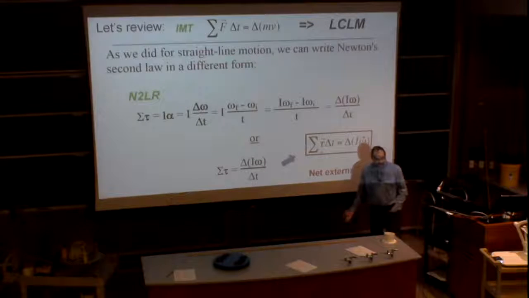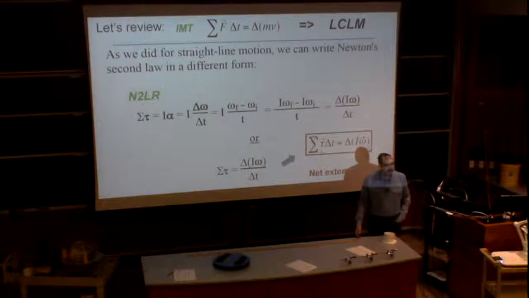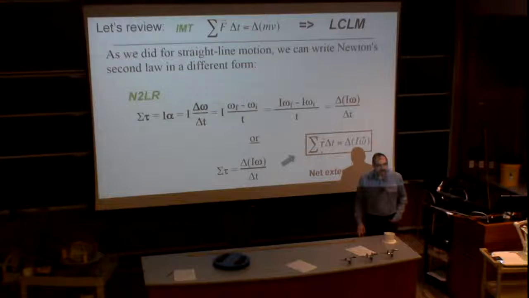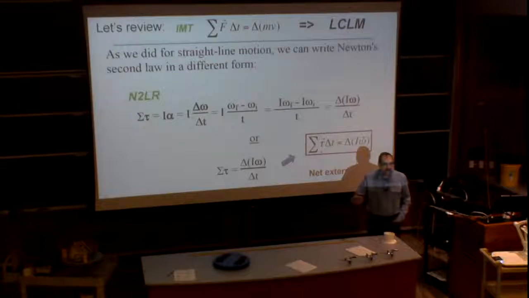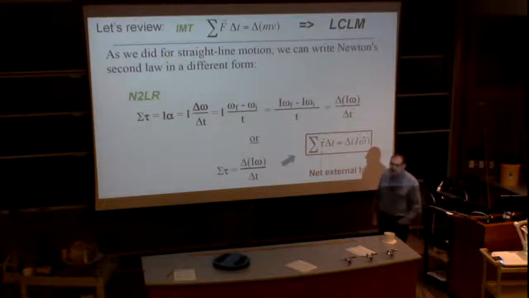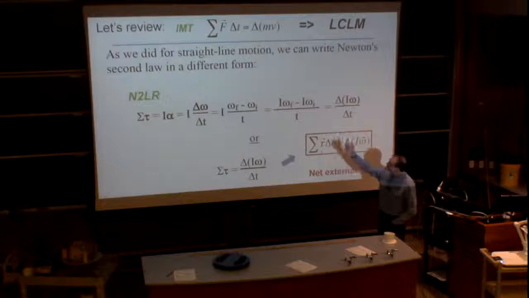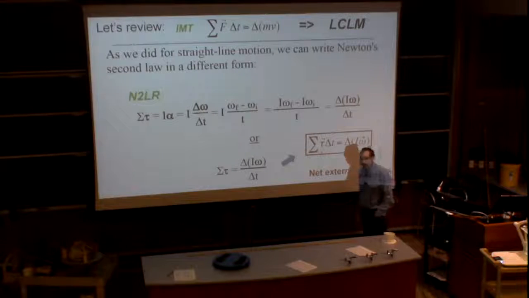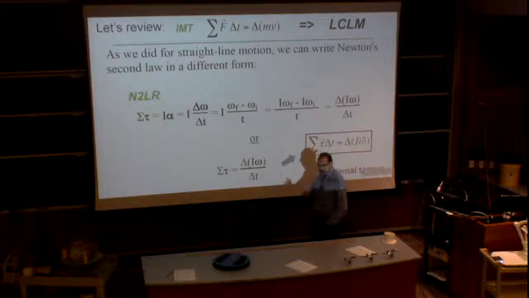Well, now, of course, as scientists, we're always looking for similarities, connections. For example, when we talked about linear motion, we used the law of conservation of linear momentum, which we derived from Newton's second law under the condition that net force acting on a system equals 0. So we can ask the same question. If net torque acting on a system equals 0, might anything interesting happen?